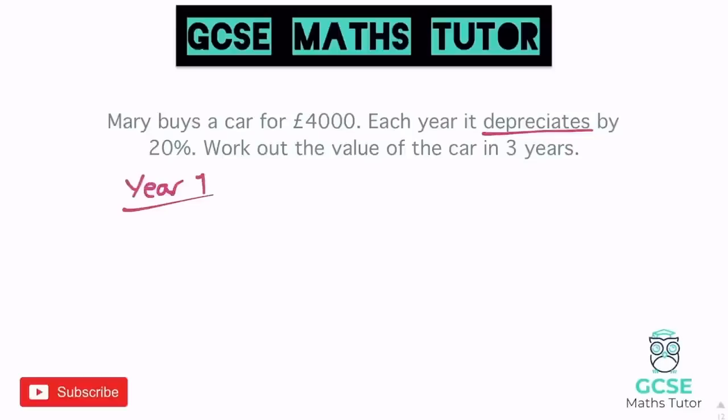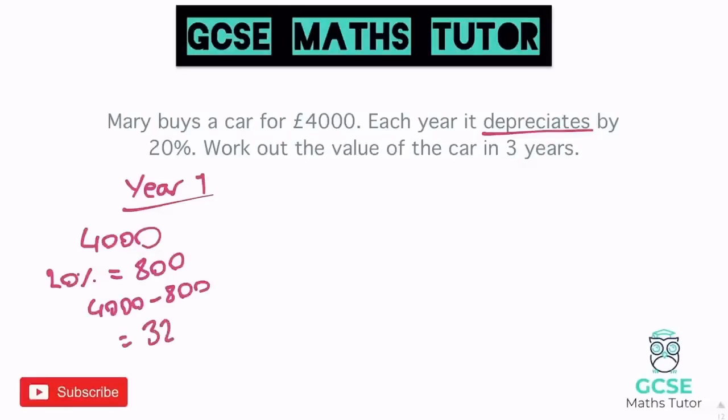Year 1, the £4,000 is what it's worth. 20% of that we can work out. 10% is 400, 20% is 800. And if we take away that 800 there, so 4,000 take away 800, we end up with 3,200. So we don't keep losing £800 a year.